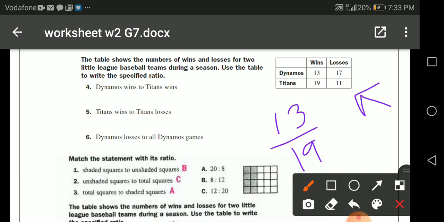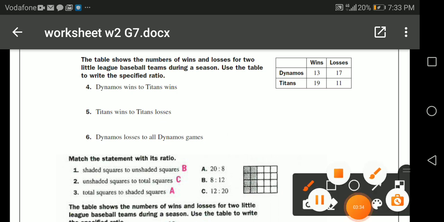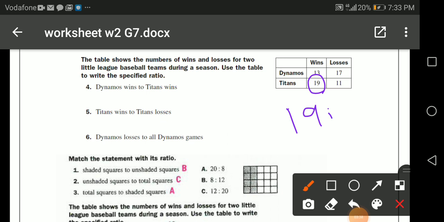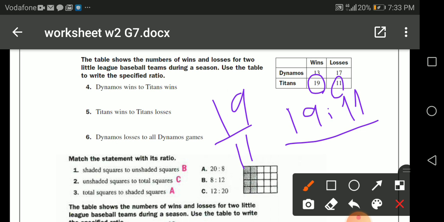What about Titans wins to Titans losses? Let's see. So we've got here Titans wins. Where is Titans wins? Here, this one, 19. To Titans losses, here, Titans 11. So it will be 19 to 11. I can write it by this, or I can write it by this. They are all right.